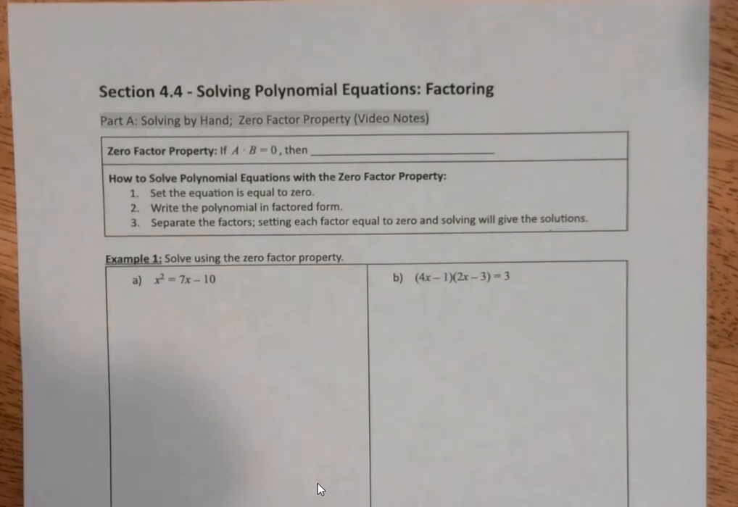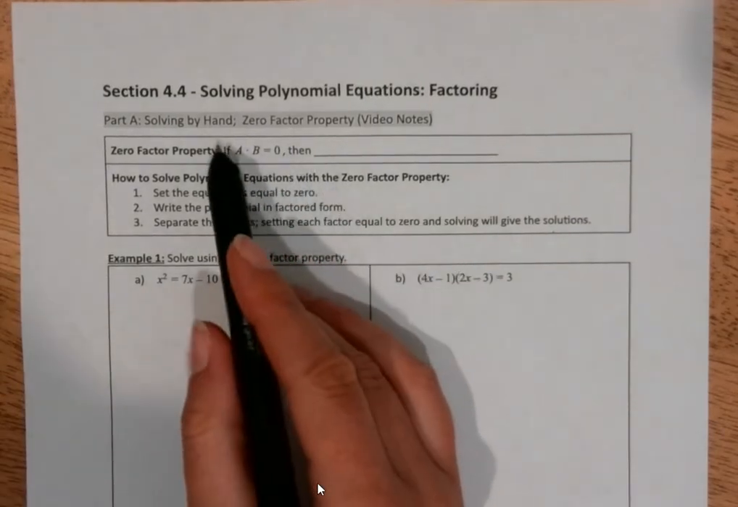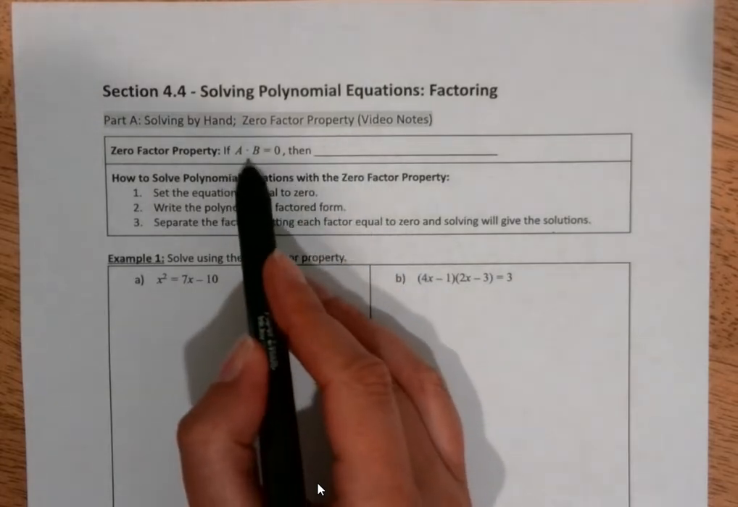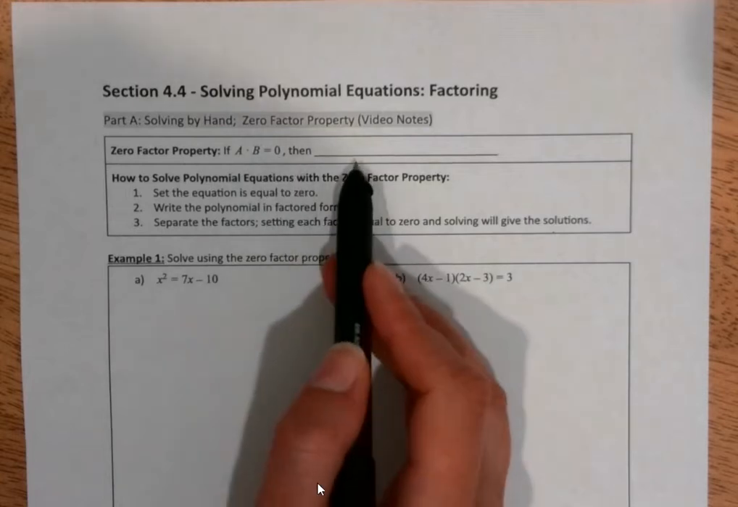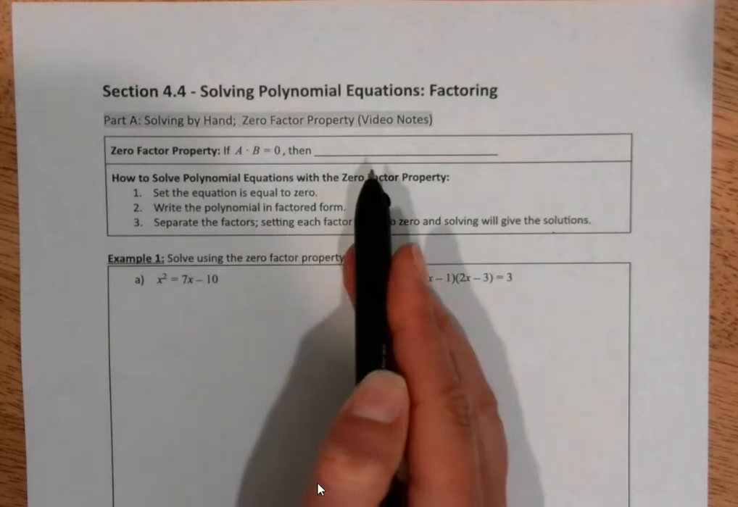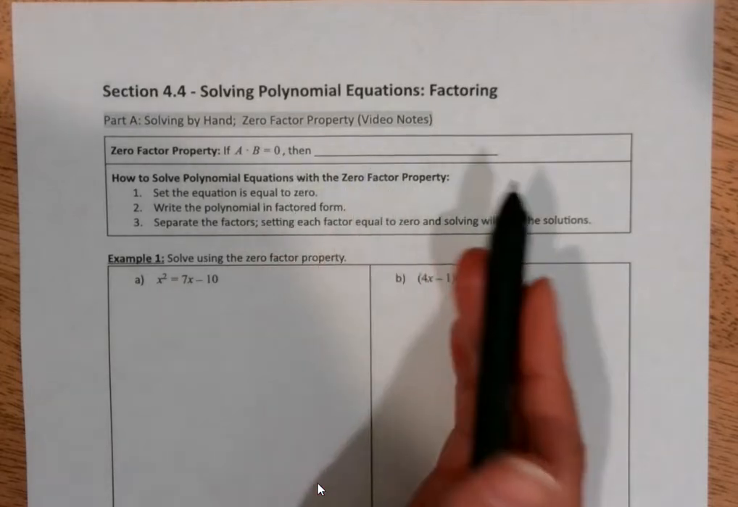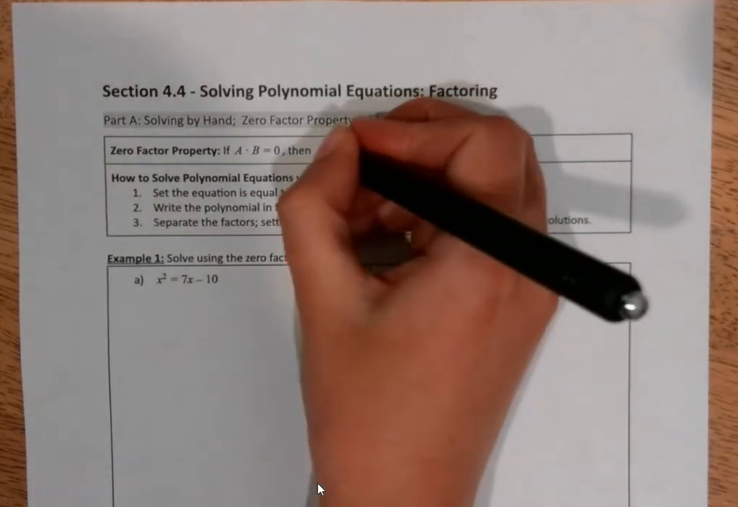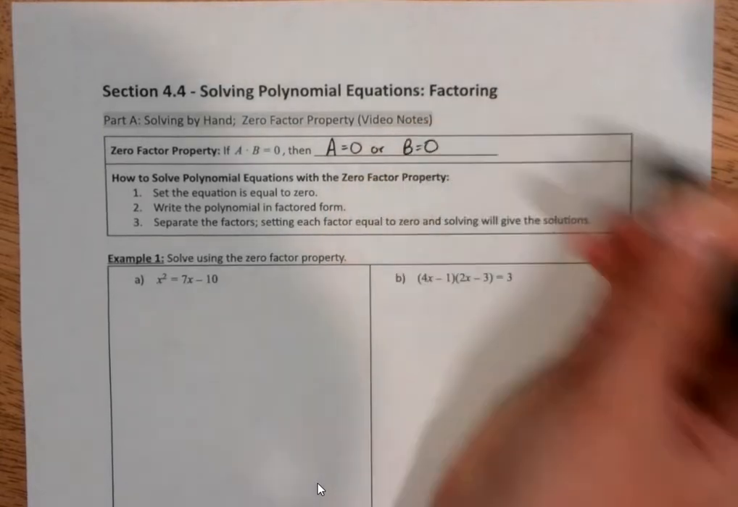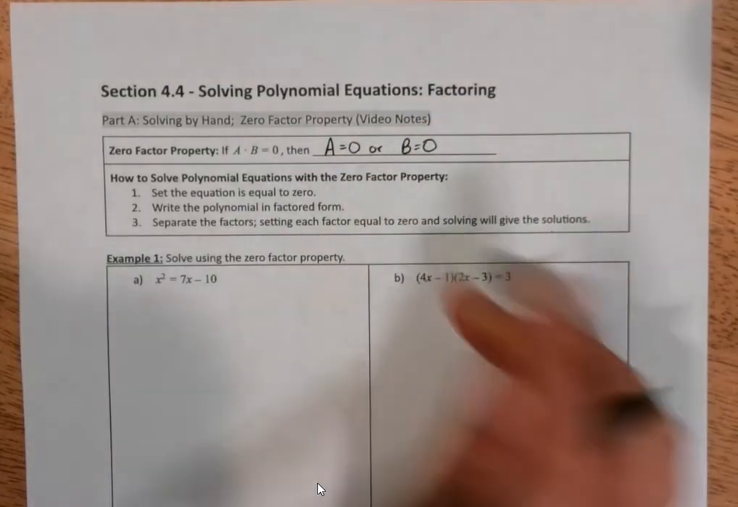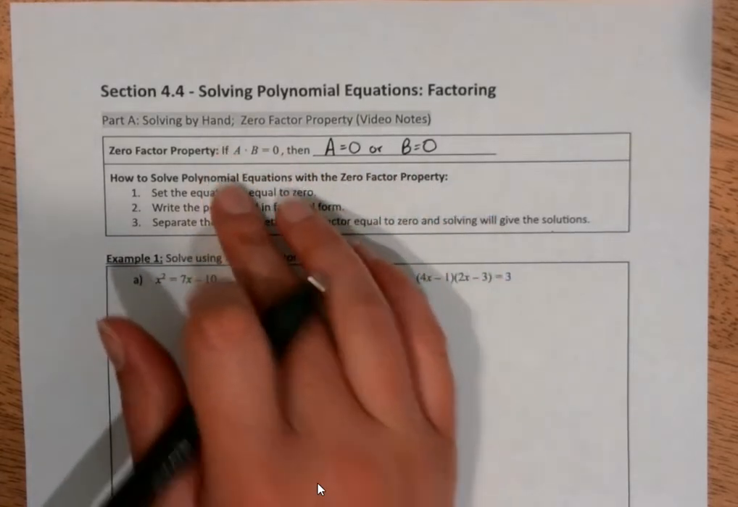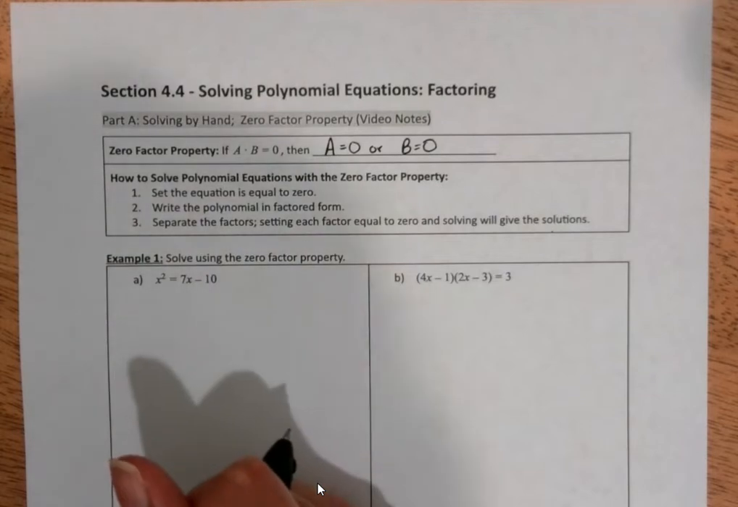In section 4.4 in the video notes, we're going to be looking at part A, the zero factor property. The zero factor property says that if A times B is equal to 0, then, the only way to multiply to 0 is with 0 times something. If you have two non-zero numbers, they're not going to multiply to 0. So one of the numbers has to be 0. So the result is that either A is equal to 0 or B is equal to 0. Doesn't matter which one, they could both be 0 and this would be true, right? So A equals 0 or B equals 0. If either one of those equals 0, then the whole thing becomes true. The product is 0. That's the zero factor property.